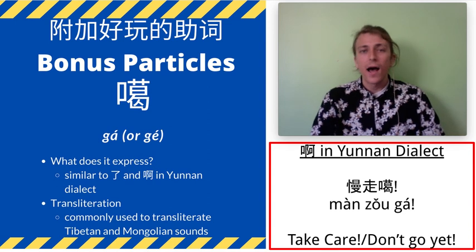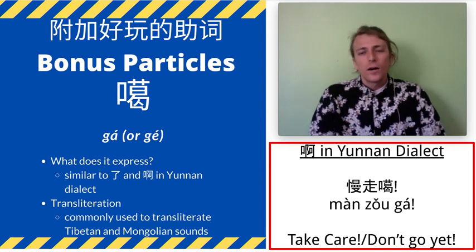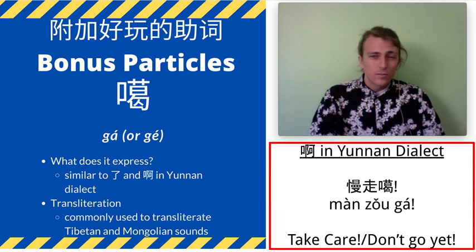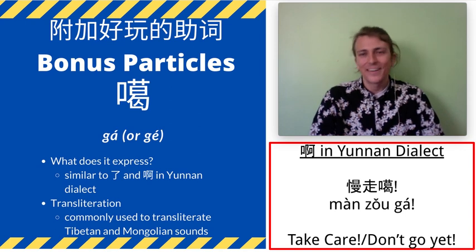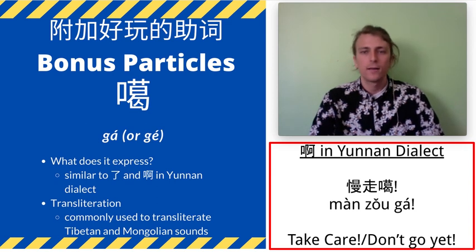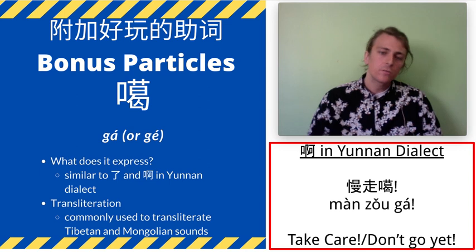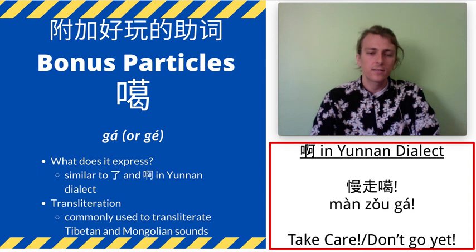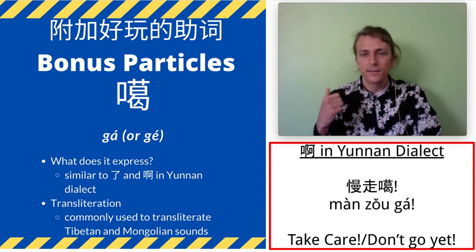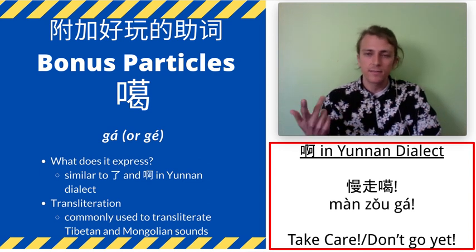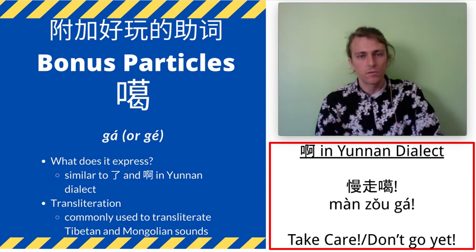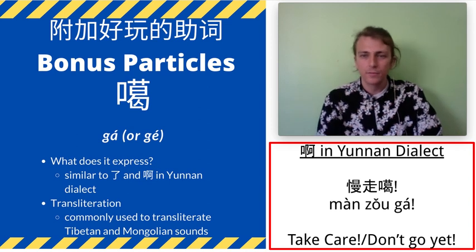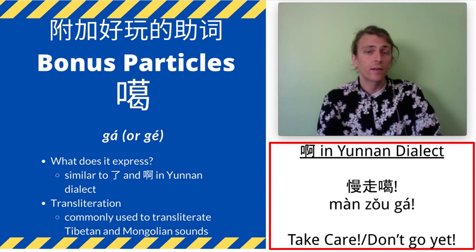So 慢走ga, ga. So again, I wrote it with the second tone because that's more correct. But in the way that people actually say it in Yunnan, it's more just ga, like the fourth tone. So 慢走ga. Another note about ga is it's used often in transliteration in Chinese. So if you're transliterating a Tibetan name or a Mongolian place, it's usually used with those two languages the most. So you might see it in temples or other historical sites for that reason.